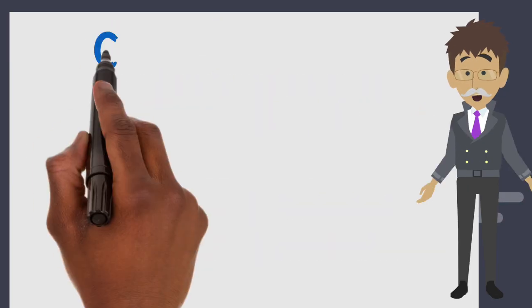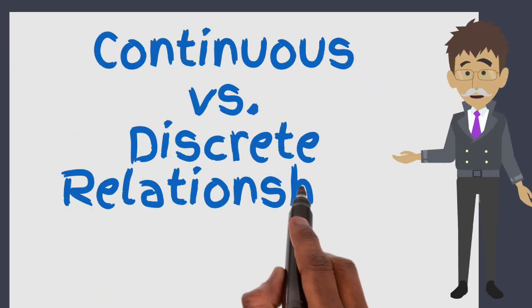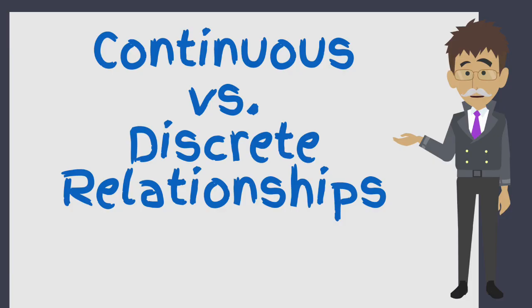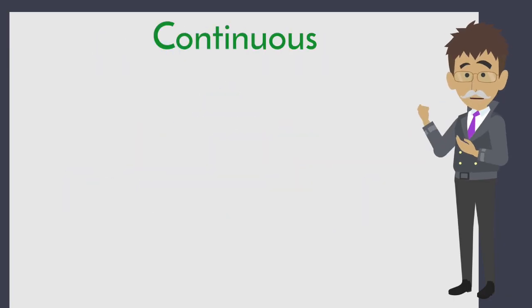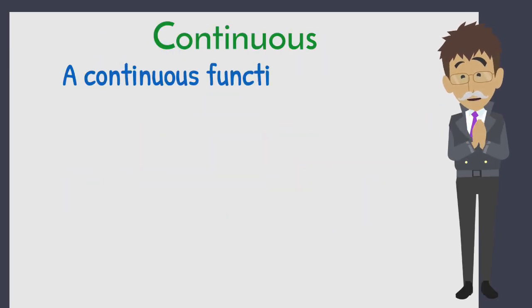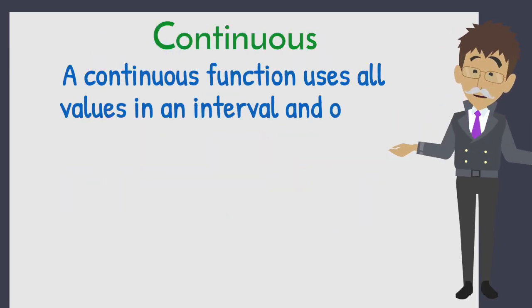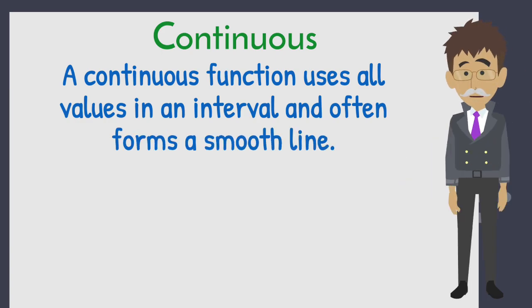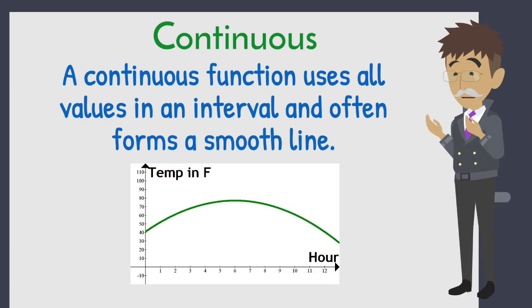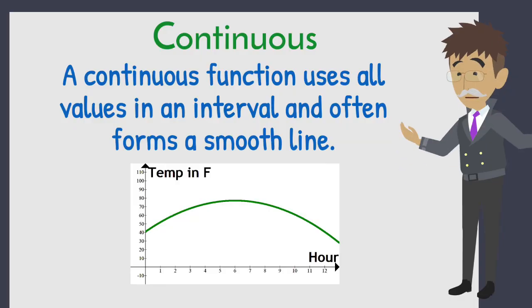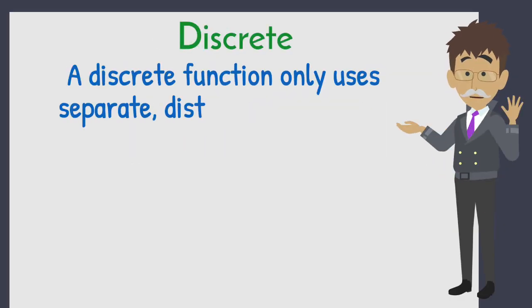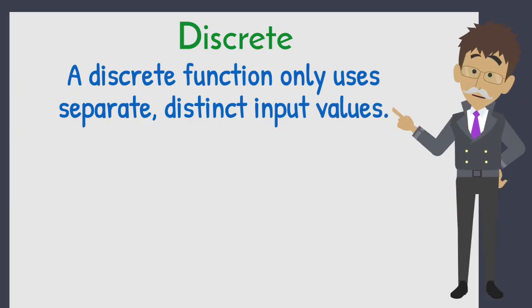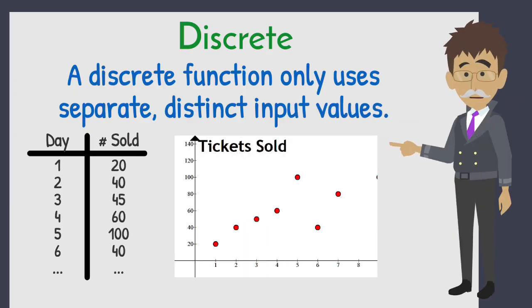Some functions use every possible value in a range, while others only use specific separate values. Knowing the difference helps you choose the right model for real-life situations. Continuous. A continuous function uses all values in an interval and often forms a smooth line. For example, time and temperature relationships. Discrete. A discrete function only uses separate, distinct input values. For example, a table of number of tickets sold each day.